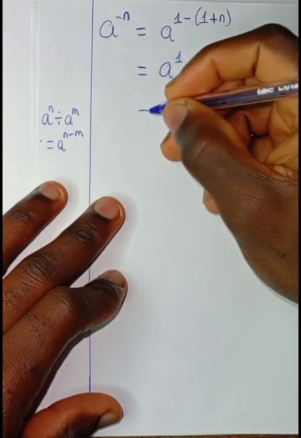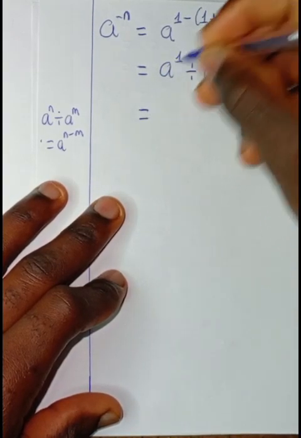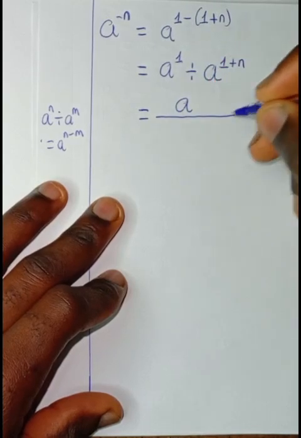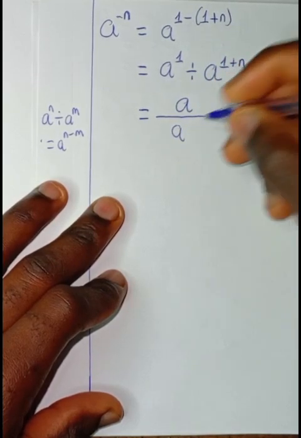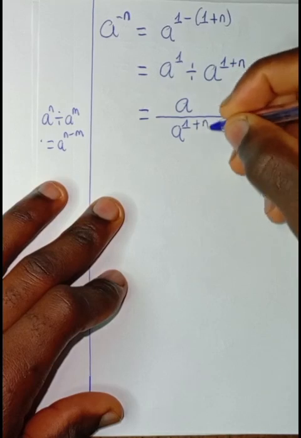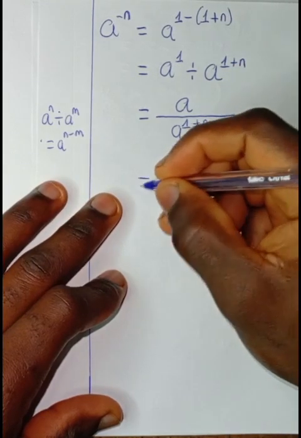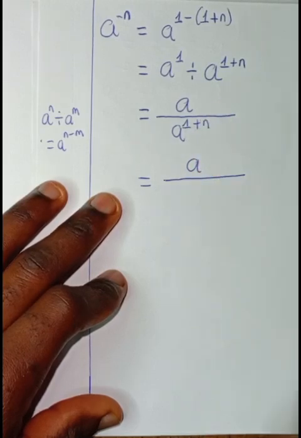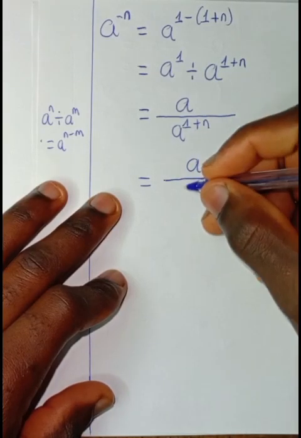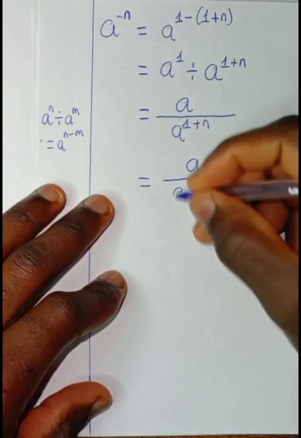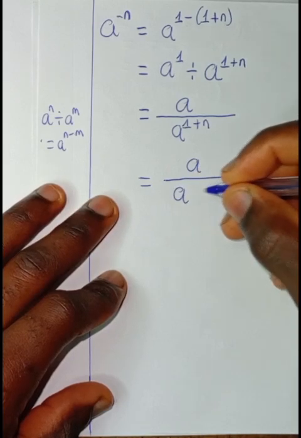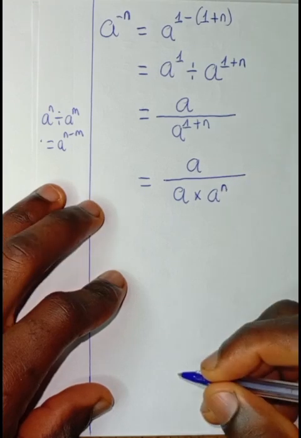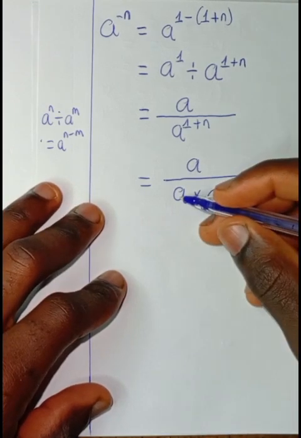We know we can write it as such. We know a raised to the power 1 is simply a. So this will simply be a over a raised to the power 1 plus n. And this will simply be equal to a over, we know a raised to the power 1 plus n is the same as a times a raised to the power n, where a is a to the power 1.